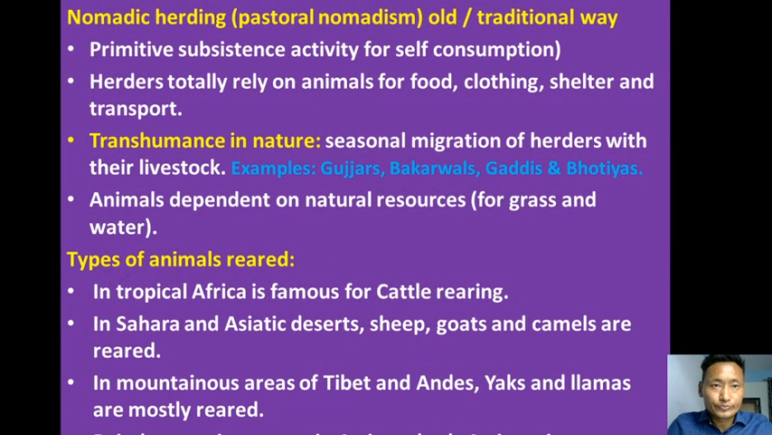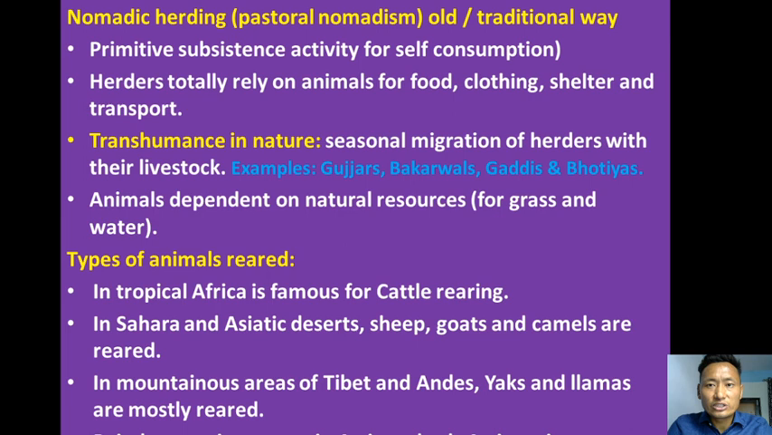First is nomadic herding, or pastoral nomadism. What is meant by nomadic herding or pastoral nomadism? It is an old or traditional way of rearing and grazing of animals mainly for self-consumption. Following are the characteristics of nomadic herding or pastoral nomadism.